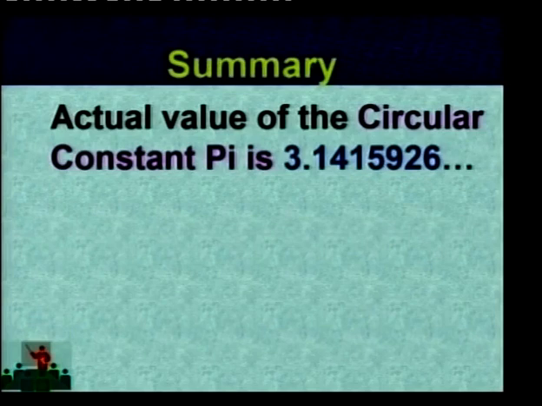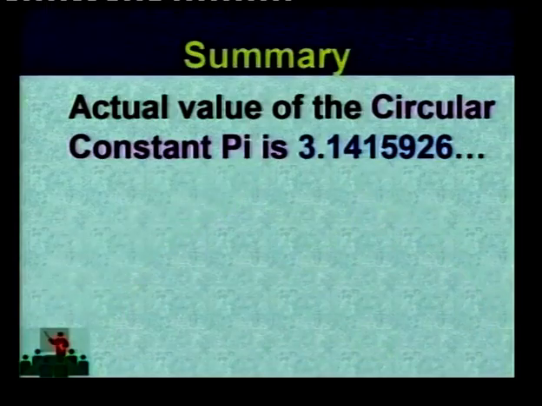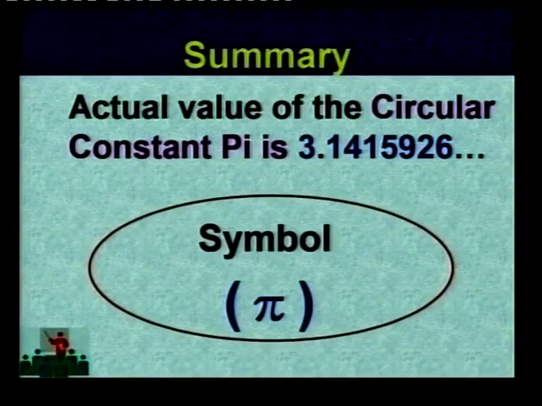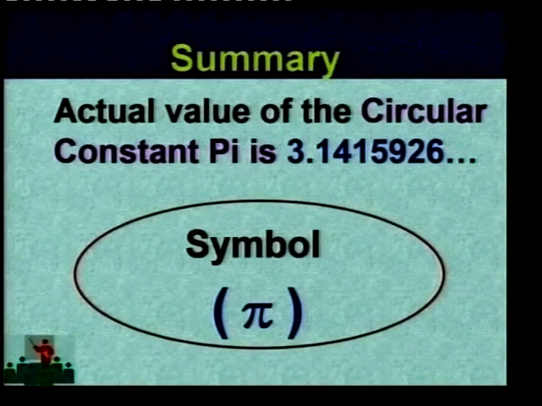Because this ratio, circular constant, is a special number, it is given a special symbol. As you can see from the screen, that is the symbol that represents pi. Pi is a Greek letter. Receiving students and ATs, it is a Greek letter. So when you see that symbol, you must know that it simply means pi.